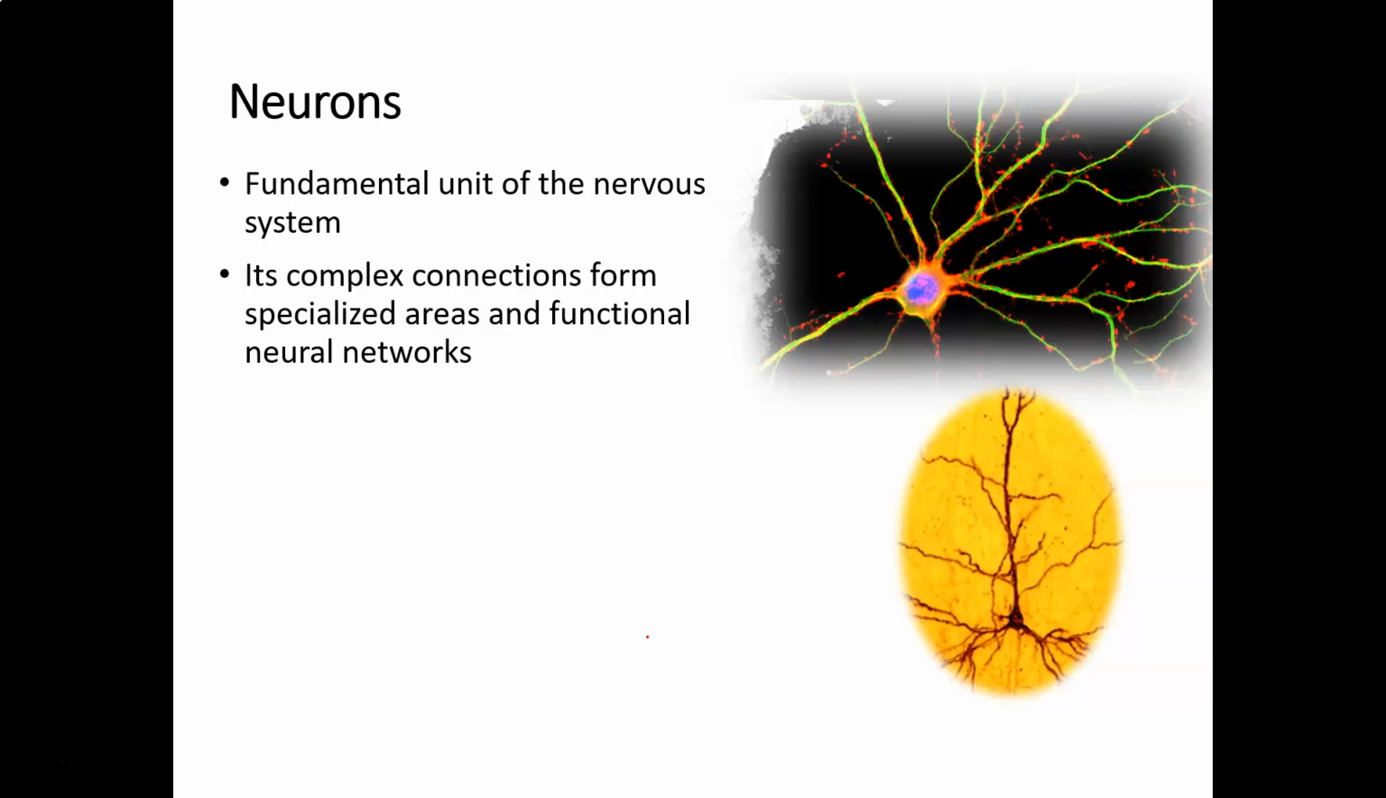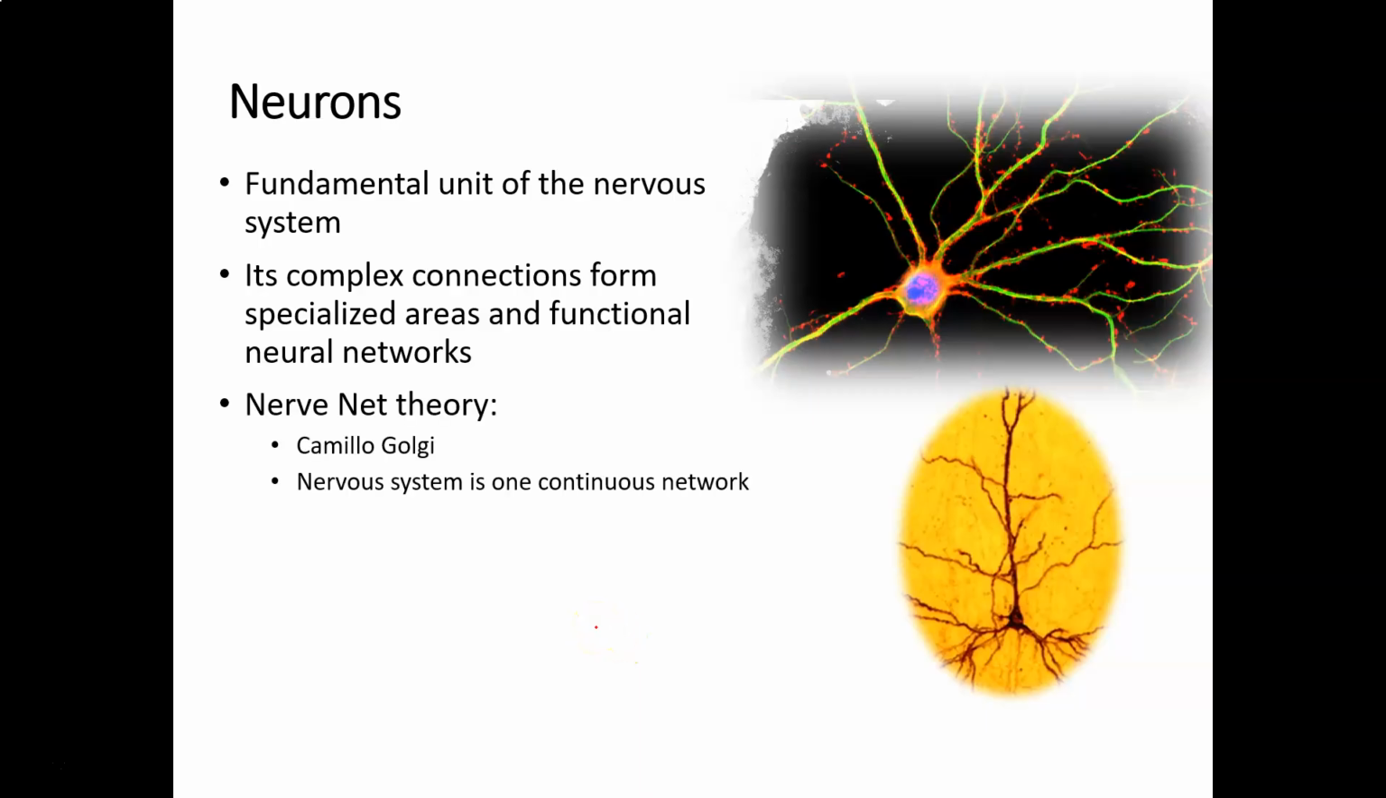Neurons are really, really cool because they allow communication between themselves. They have complex connections, and neurons in different areas of the brain look and are shaped differently because structure equals function.